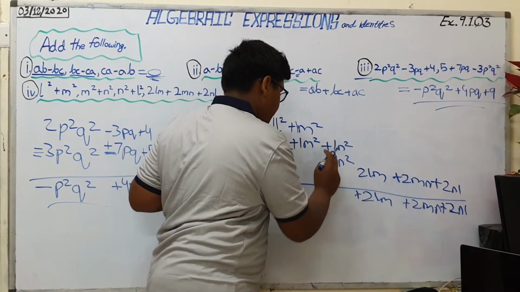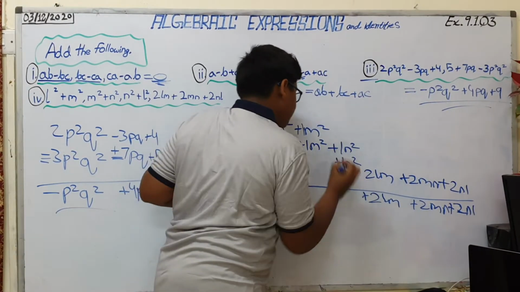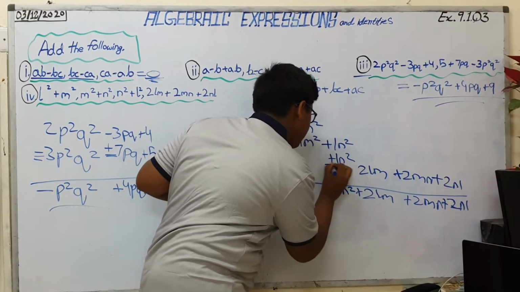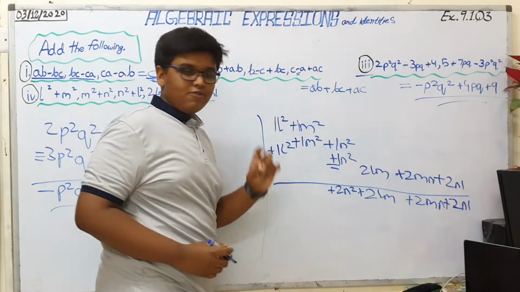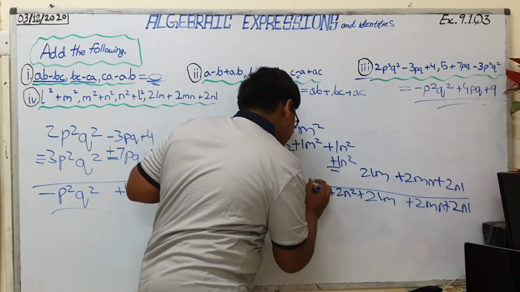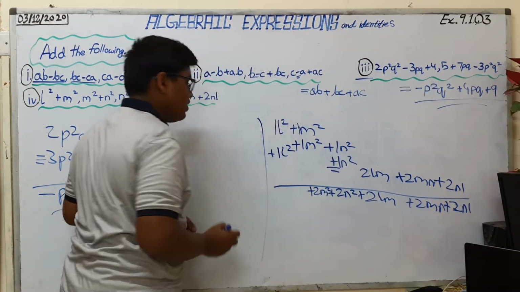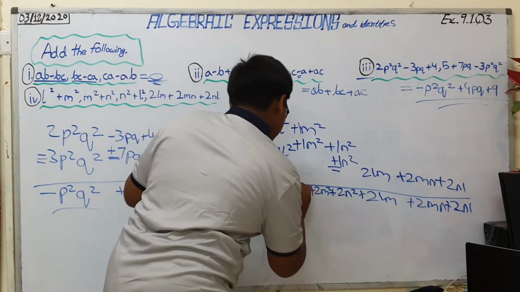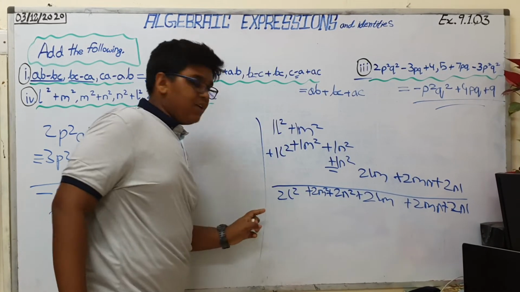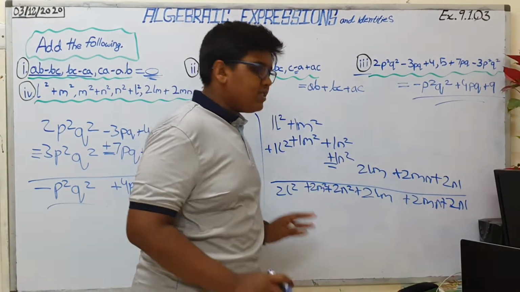Plus 1 and plus 1, which is plus plus, which is equal to plus. So 1 plus 1 is 2, 2N square. We write the positive sign here as it is in the question. Then 1 plus 1 M square is equal to 2M square. Then the last one, 1L square plus 1L square, which is equal to 2L square. Now every term has the constant 2.